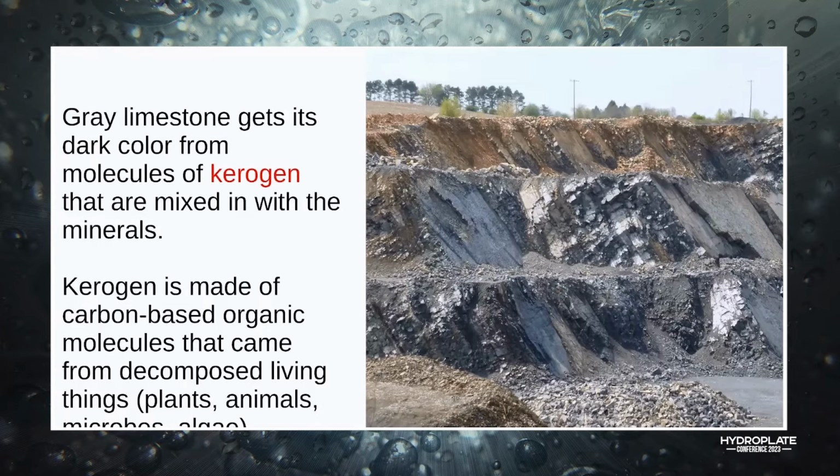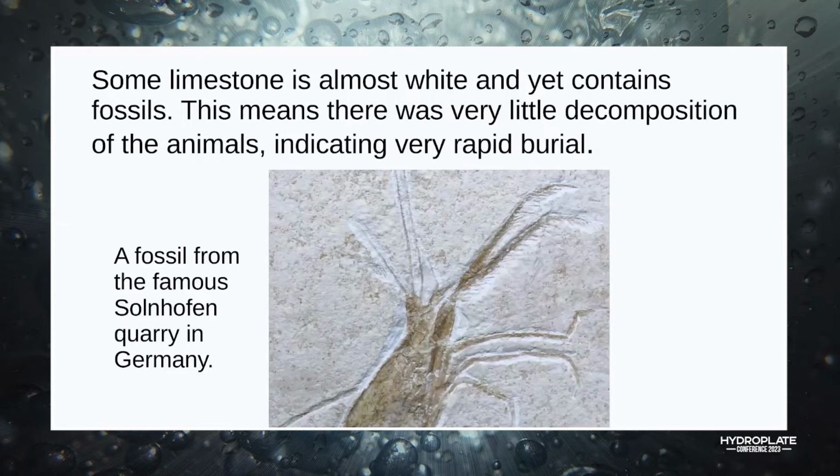They think that gray limestone gets its dark color from molecules of kerogen, which are carbon-based organic molecules, probably from decomposition of living things: plants, animals, algae. This fits very well with the idea that limestone was made during the flood when there was a lot of decomposing things around. Some limestone is almost white and yet contains really nice fossils. So the color indicates that there was very little decomposition, and the preservation of these beautiful fossils indicates a very rapid burial with very little decomposition.